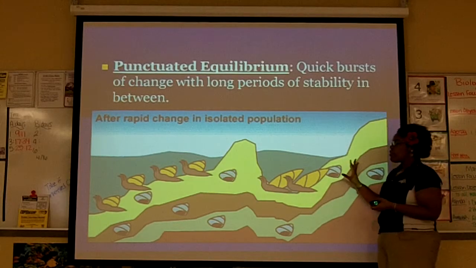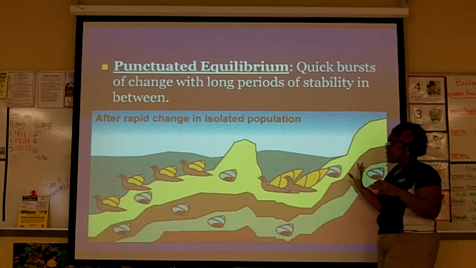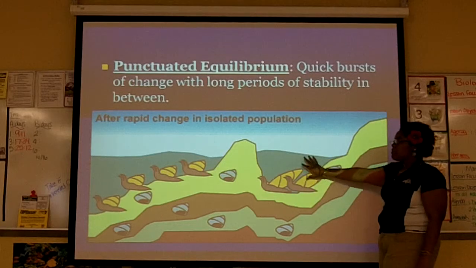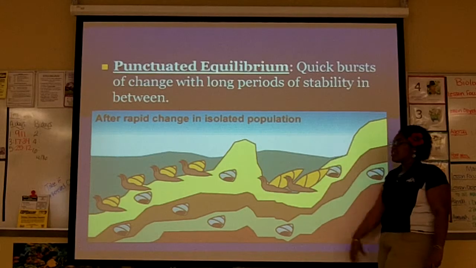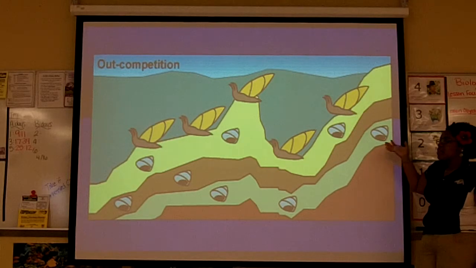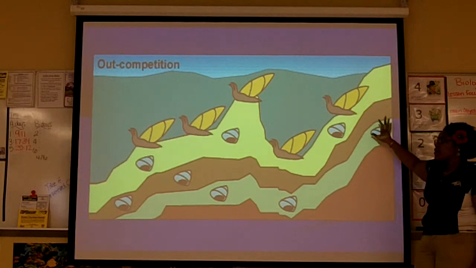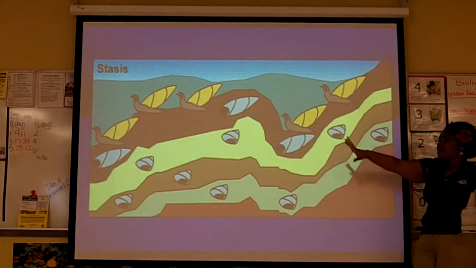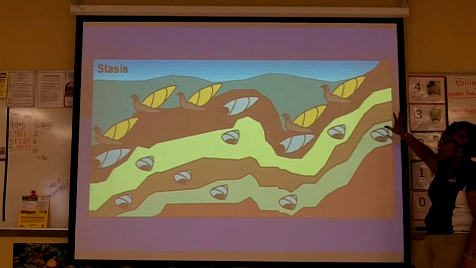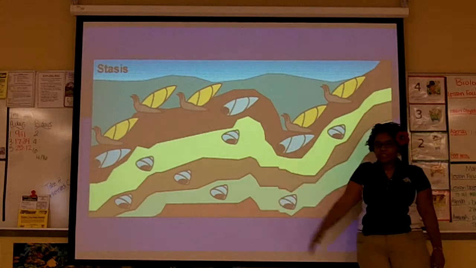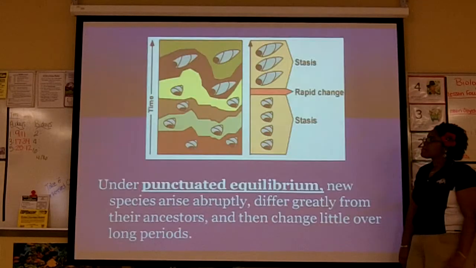So let's say here you have rapid change in an isolated population. Remember the snails from earlier? But a random change, like, okay, now we have the larger shell. Then maybe that larger shell, you might outcompete the other population. And eventually, after time has gone by, we have this period of stability. Now all you have are the large shell snails.